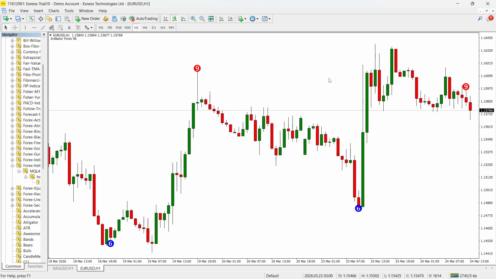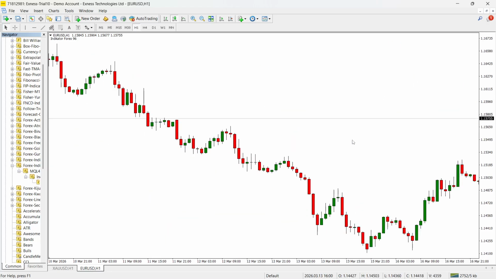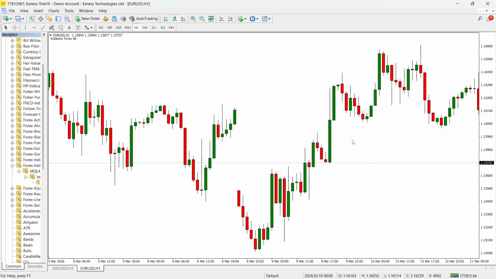So who's the indicator for and what are its limitations? The Forex Indicators 9-6 system is aimed at traders who like clear, visually distinct buy and sell markers on the price chart, rather than more traditional indicator lines or histograms. It can be appealing to those who want a simple 6 for bullish, 9 for bearish signal language that can be read quickly even when monitoring multiple instruments or timeframes.